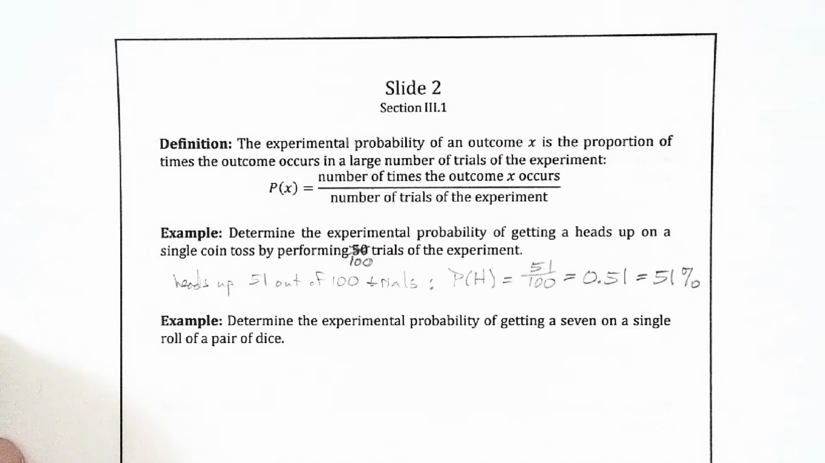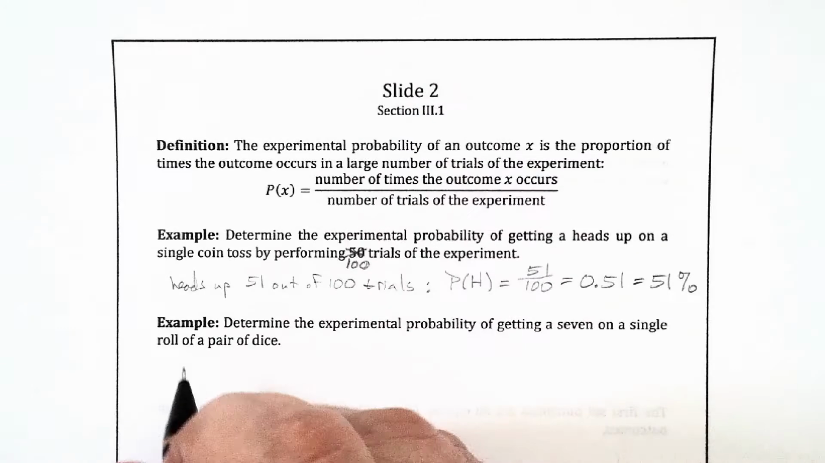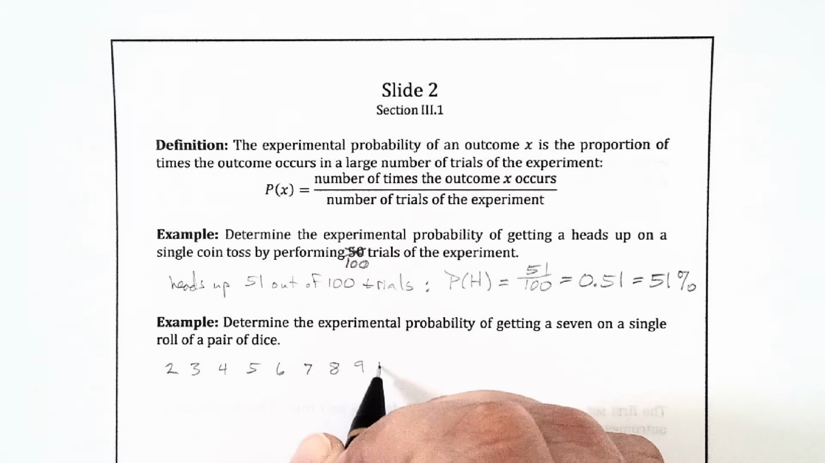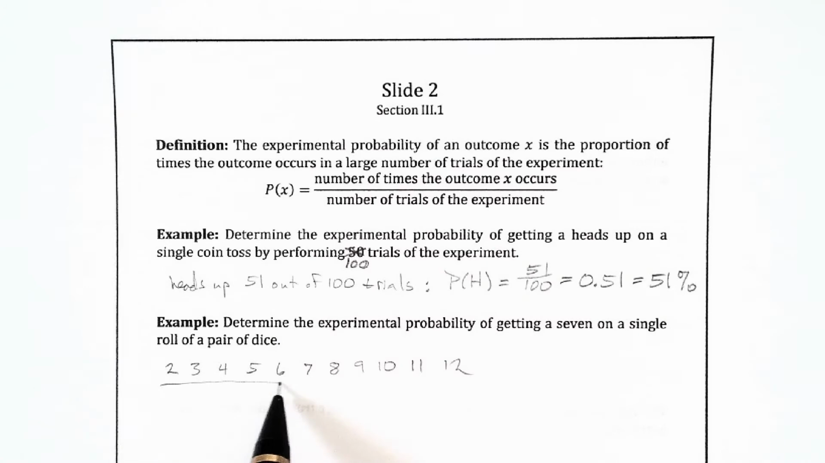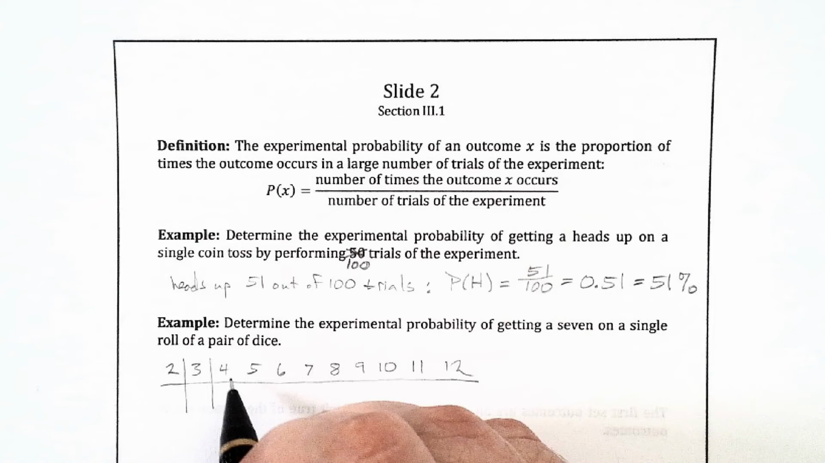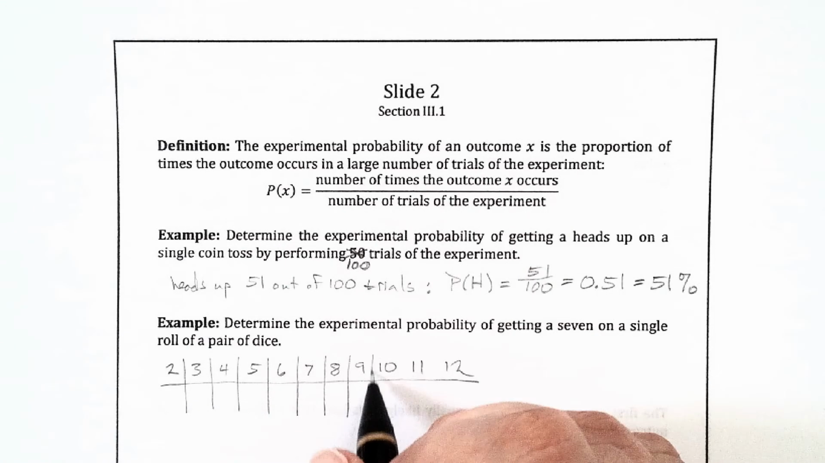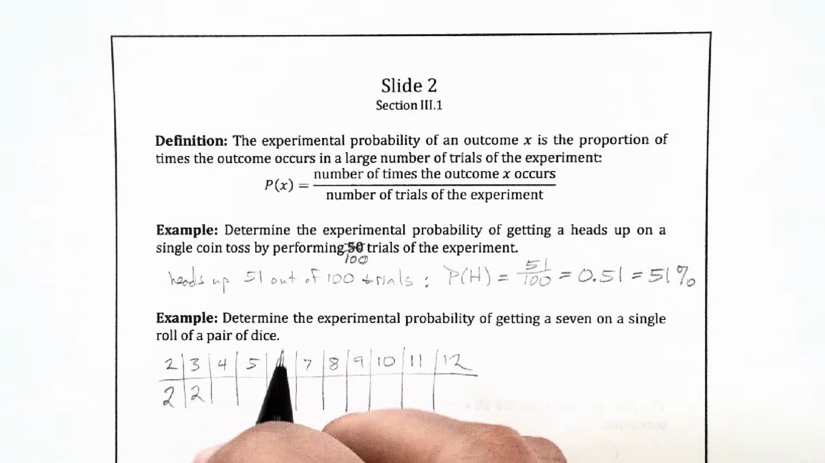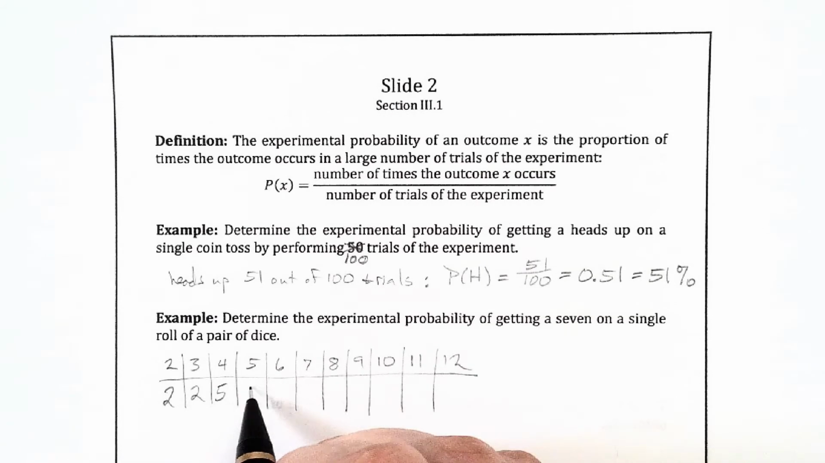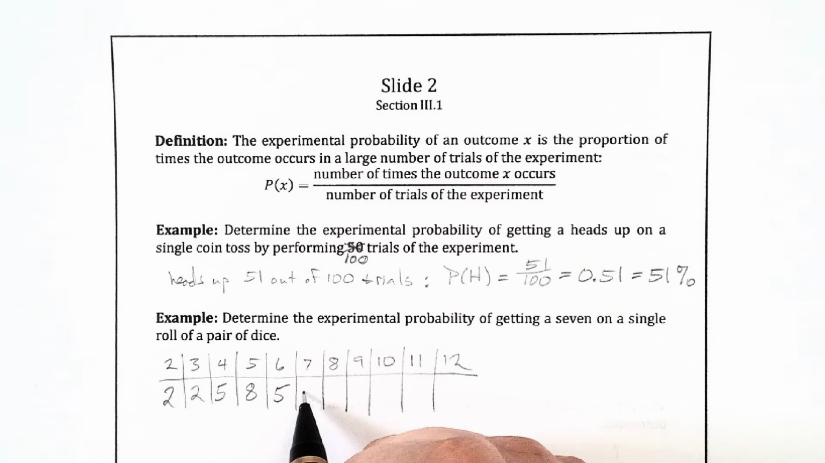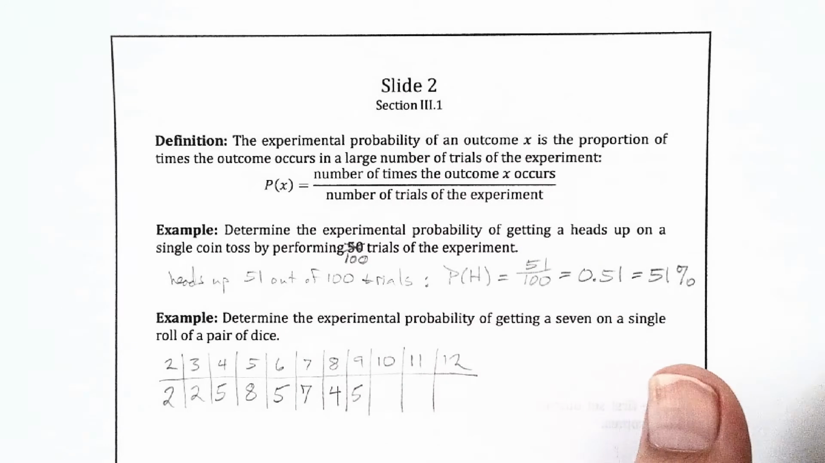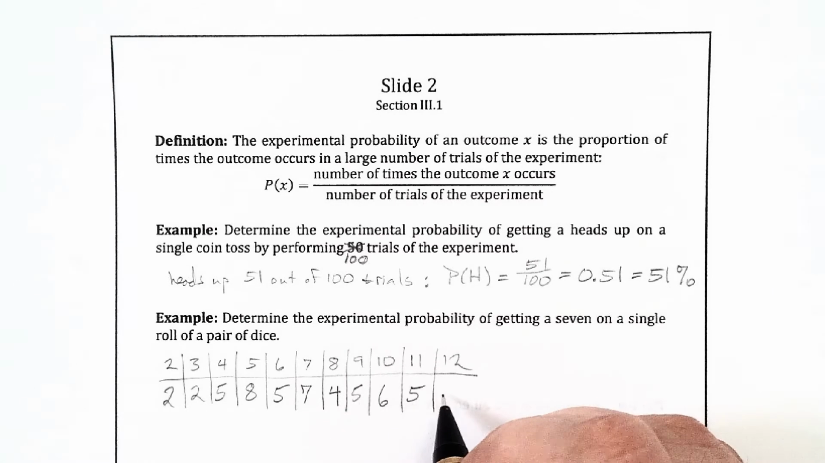So why don't we record this? I'll make a little table kind of similar to theirs. So let's see, they had 2, 3, 4, 5, 6, 7, 8, 9, 10, 11, and 12. Okay, they got a 2 twice. They got 3 twice. They got 4 5 times. 5 they got 8 times. 6 they got 5. 7 they got 7 times. 8 was 4. 9 was 5. 10 was 6, 11 was 5, 12 was 1.